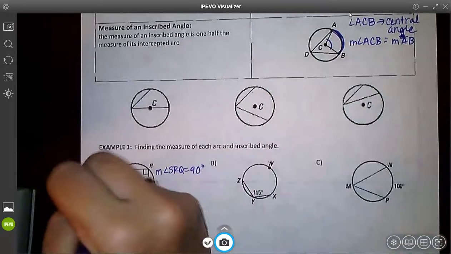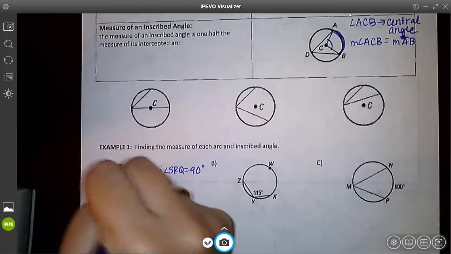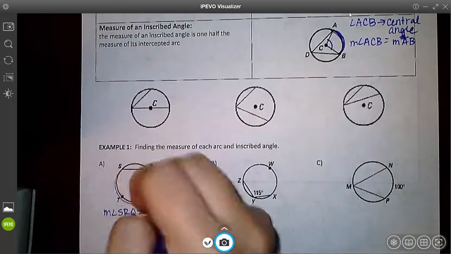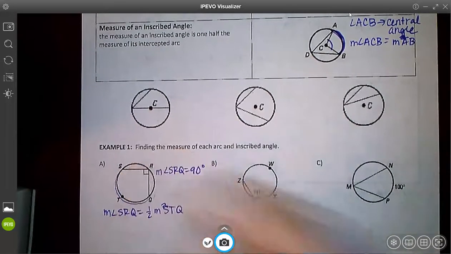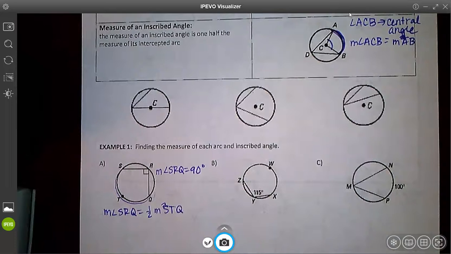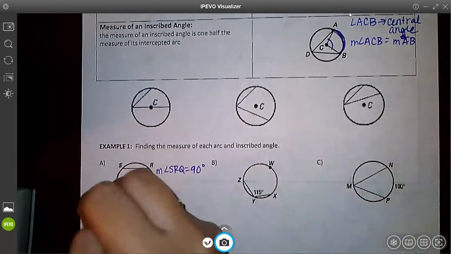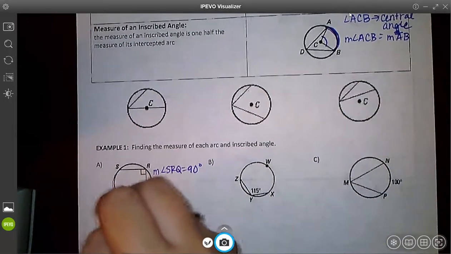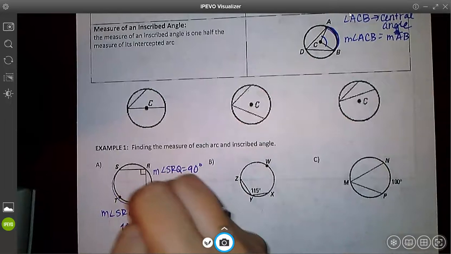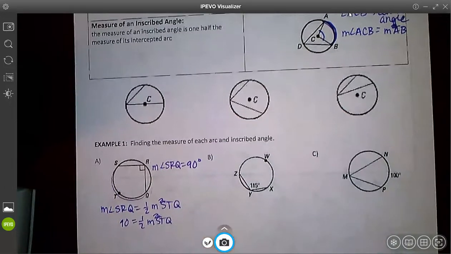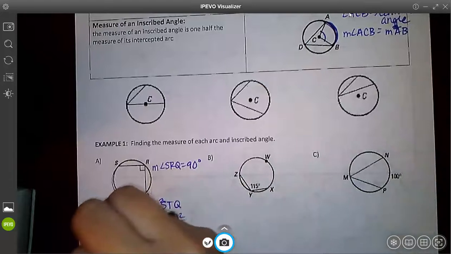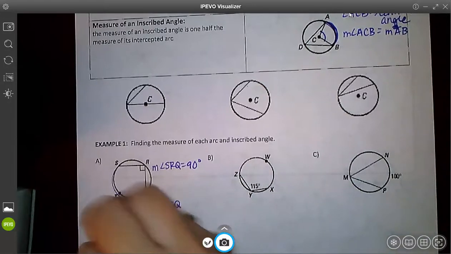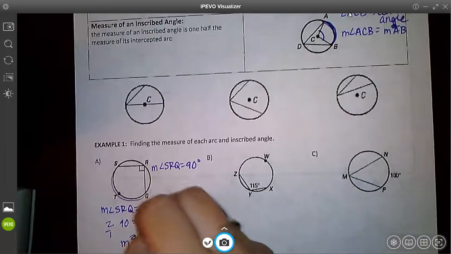So the measure of angle SRQ is equal to half the measure of arc STQ. We know that SRQ is 90 degrees. Undo multiplication by a fraction. And you can say the measure of arc STQ is going to be 180 degrees.